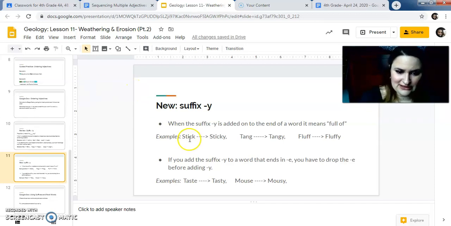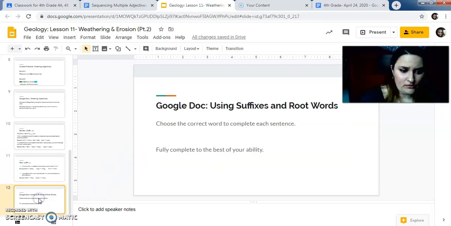So example, stick becomes sticky. It means it's full of, I know that sounds weird, but it's full of stick. It's full of something that has stick in it. Tang, tangy, fluff, fluffy. Remember, same kind of thing, when you add a suffix y to a word that ends in e, you have to drop the e before adding the y. So just remember that. You now have a Google Doc using suffixes and root words.